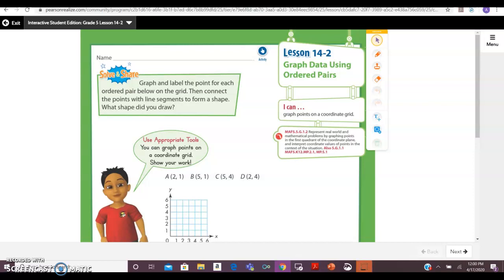Today we are working on lesson 14-2, or topic 14, lesson 2, graph data using ordered pairs. Yesterday we learned what makes an ordered pair, how to find a point on a graph, how to create an ordered pair, and how to find a point based off of its ordered pair. Today we are going to work on actually graphing using ordered pairs.